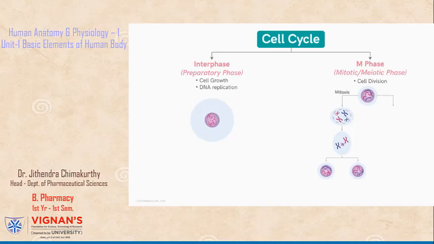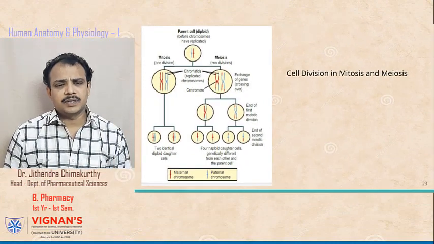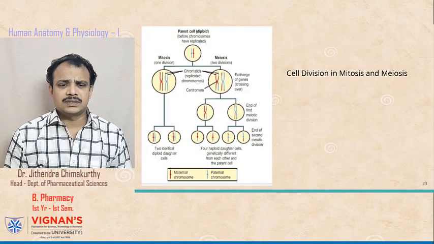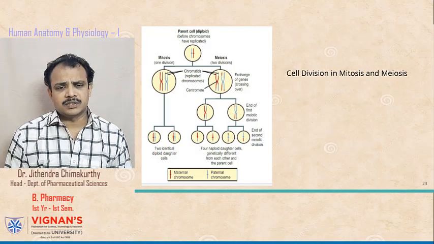Similarly, instead of once, a parent cell divides twice to give 4 daughter cells, each with half the amount of genetic material compared to the parent cells. This type of division is called meiosis, the one useful in the production of gametes. There are 2 types of cell divisions. One is mitosis and the other is meiosis.